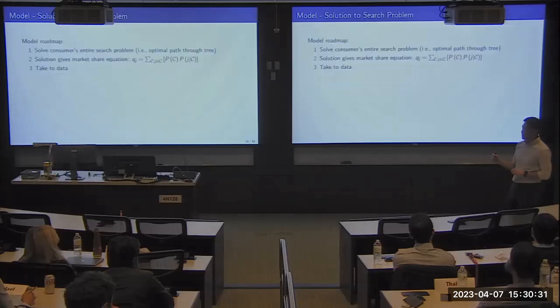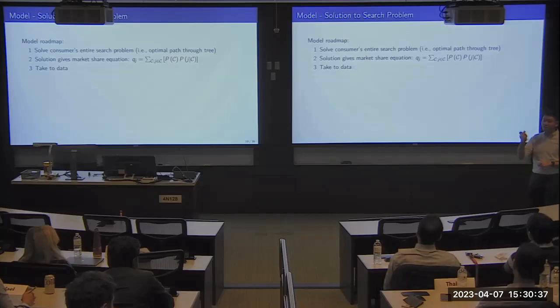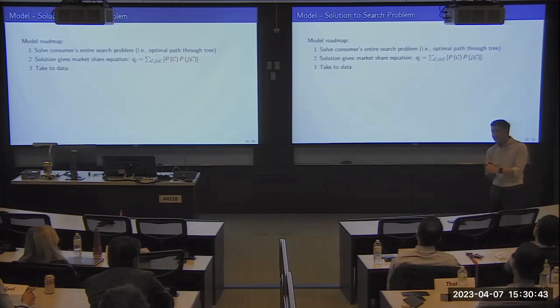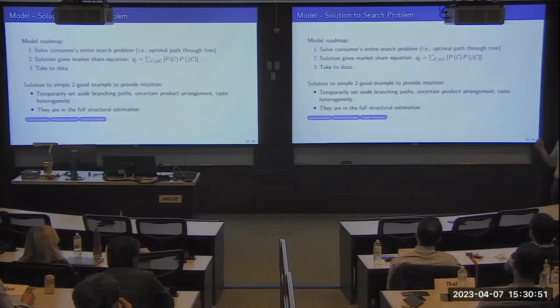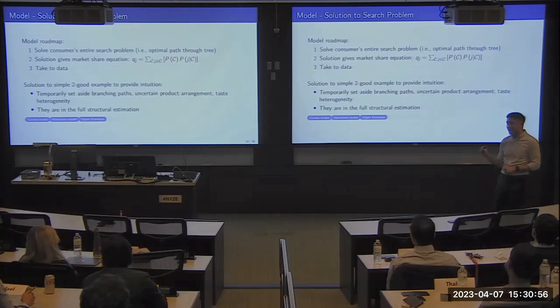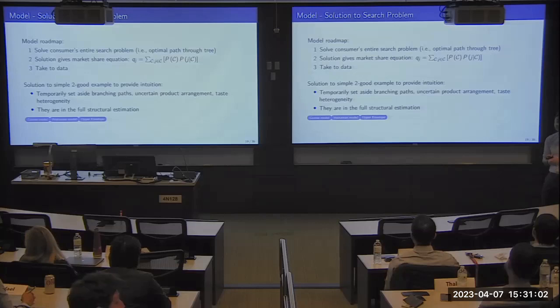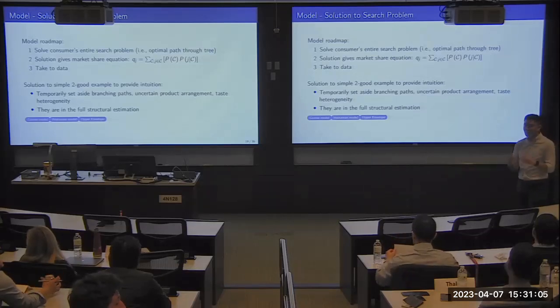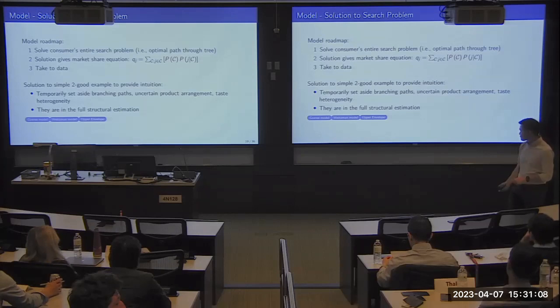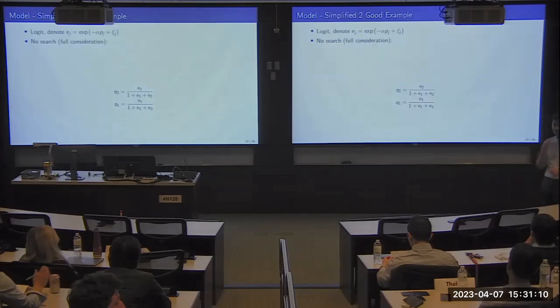4. Okay, so at this point, we actually need to solve for each consumer's optimal search path on that particular tree that they draw. Doing so is going to give us market share equations that we can take to the data. Let me show you a simplified version of the solution when we're thinking about just two goods. This two good example is going to set aside branching paths, uncertain product arrangement, and also taste heterogeneity, but it gives us a lot of the taste of what the economics in this model are doing. All right, two good, logit.